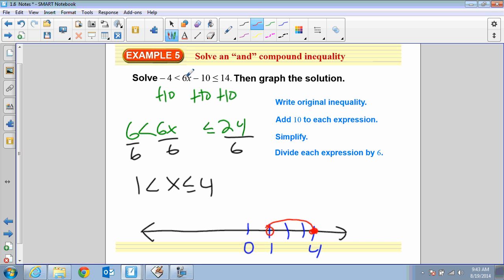2 times 6 is 12. 12 minus 10 is 2. So you'd have 2 is greater than negative 4. That works. And 2 is less than or equal to 14, which works. So that proves that it works. Any number between 1 and 4 will make that work.